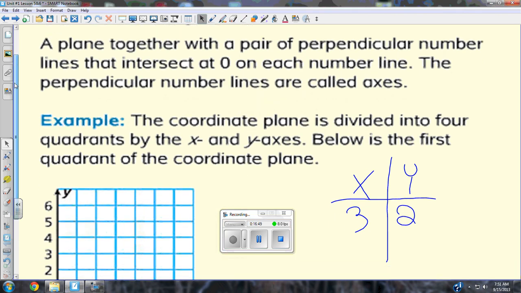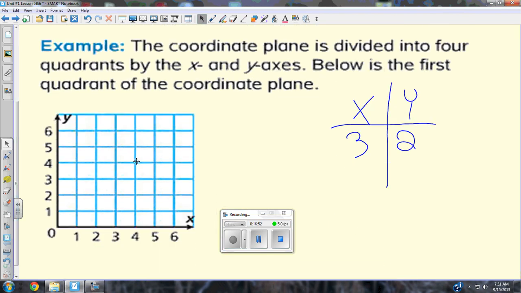So if you look at the first quadrant, x and y, I just remember x comes first in the alphabet, so when you are plotting coordinates, x comes first. So I always make a little table like this. I have an x column, y column, and 3, 2. So x is 3, y is 2. So this is my x-axis, this is my y-axis, and I would plot that point at 3 up 2. So right here, where it intersects would be 3, 2.